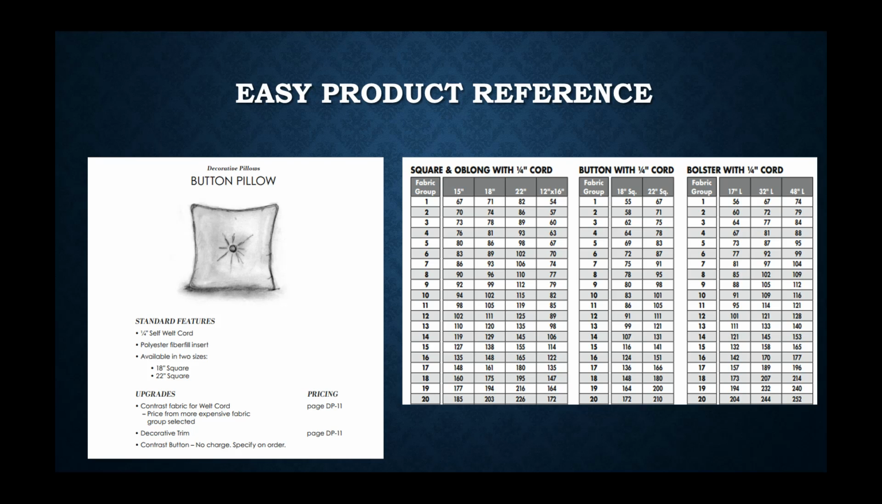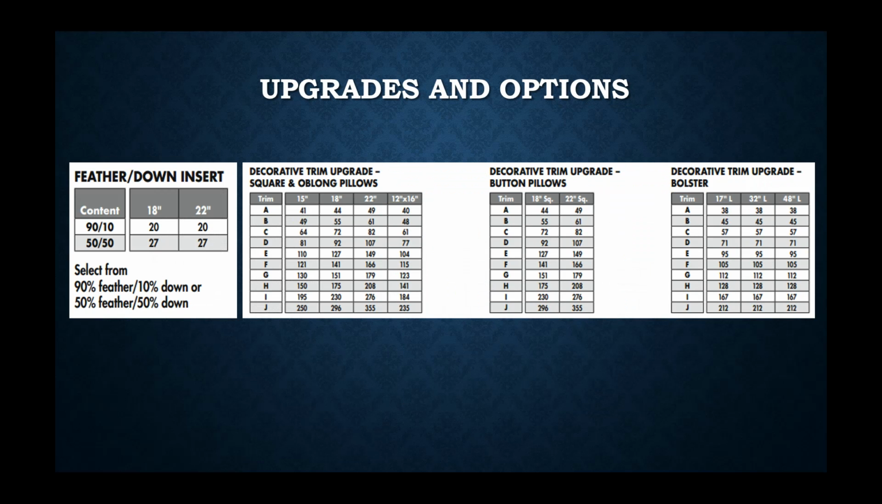So even in buttons, even in pillows, there's some additional add-ons. If you want to do just inserts, for example, we've got a 90-10 and a 50-50. So a 90% feather, 10% down, or 50% feather, 50% down. So very nice offering there. But you can just see all the different things, even in pillows. So it's custom. It's not a watered down, dumbed down program. It really gives you access to all the things that we do at Carroll Fabric.